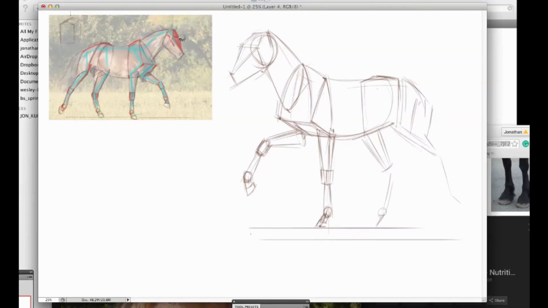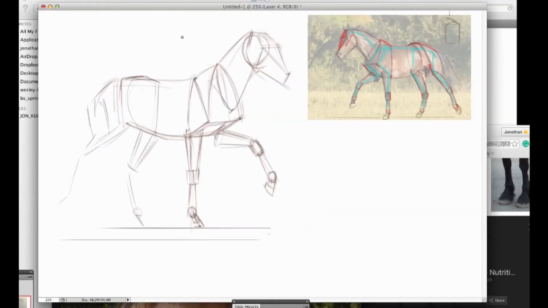Let me flip this around. Let's add the stomach content. Okay, we have the cylinder mass. Now we add the stomach content that's right underneath here. And then cone out.